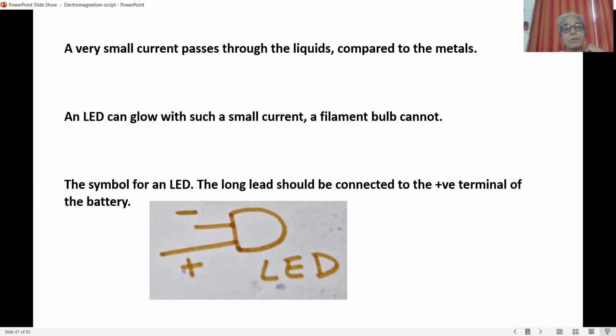So this is the symbol for an LED bulb. It has a long terminal and a short terminal. The long terminal has to be connected to the positive terminal of the battery, and the small one to the negative terminal. This is different from an ordinary filament bulb. The mechanism of how an LED bulb works is more complicated, and you can only understand it in your advanced physics courses, unlike a filament bulb, which only glows because of the heat generated.